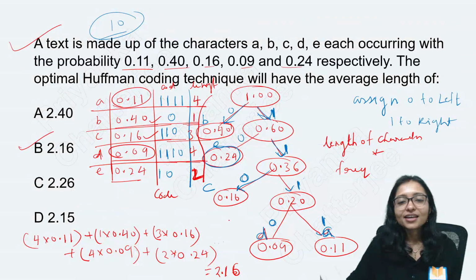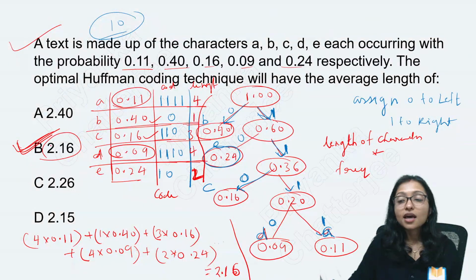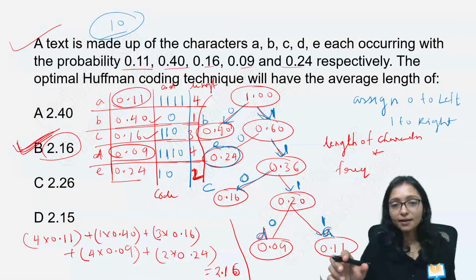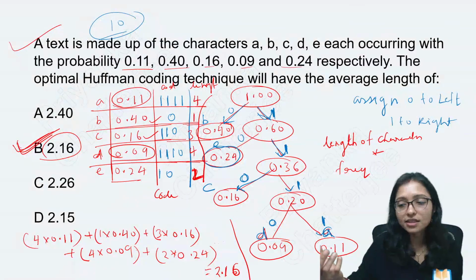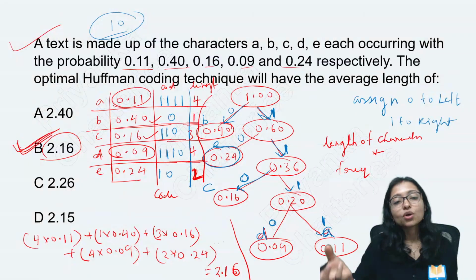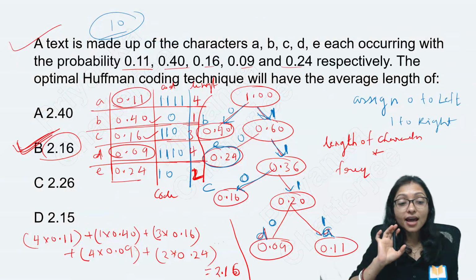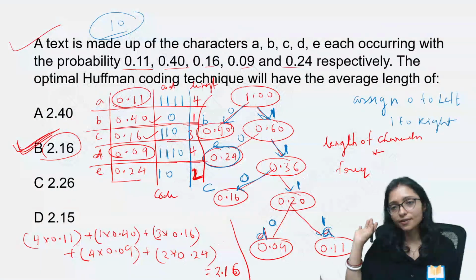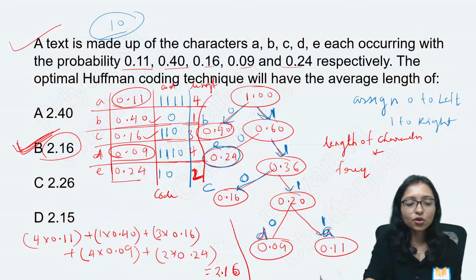So you got it, everyone? So that's why the answer is 2.16. How can the 10 marks question come? They can ask you about each and every code. What is the code length? What is the code value? What is the total frequency? In this way, they can easily frame a 10 marks question, right? And after that, finally the complexities and all.